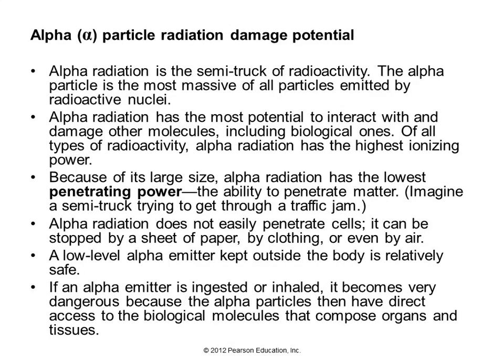So we talked about three different types of radiation. We're going to look at the penetrating power and ionizing power of these. So the alpha particle, I like this. The alpha radiation is the semi-truck of radioactivity. So the alpha particle is big. Remember, it's a helium nucleus, two protons, two neutrons. So this is, in terms of radiation, a very large particle.